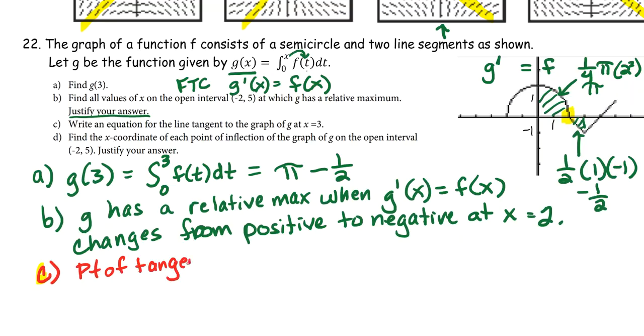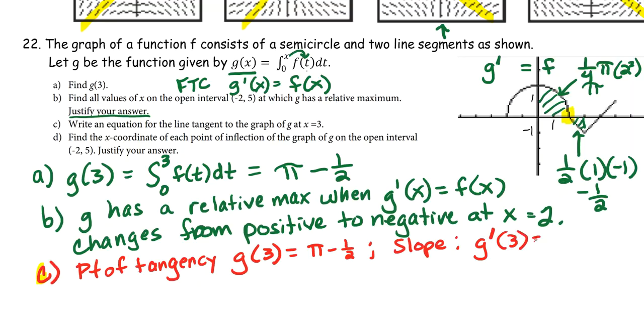So we want our x coordinate to be 3, so we want the tangent to g. g of 3 happens to be what we've already done in part A. That's often a pattern in a free response question. And we need to know the slope. So the slope would be g prime of 3.